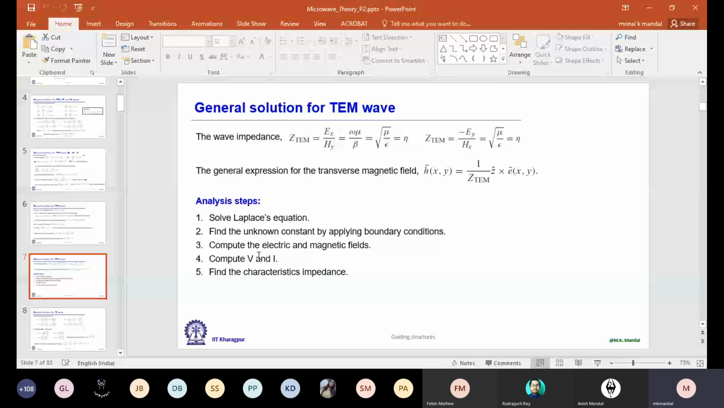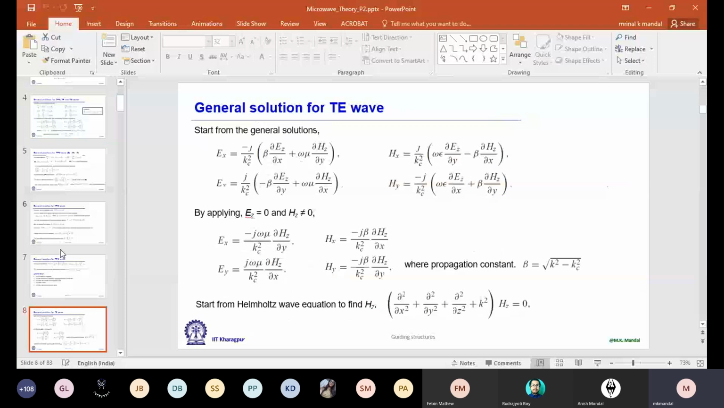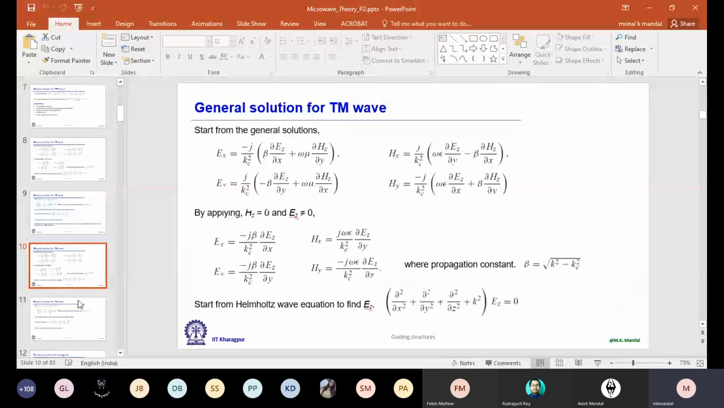Now for TE and TM case, actually it started with Helmholtz wave equation, and we are going to use these four equations. Well, again the same thing, but we'll start here from Helmholtz wave equation. You see the similar thing here. We are using these expressions, and then depending on the guiding structure, we'll apply the boundary conditions. It will be more clear when we'll discuss one example.